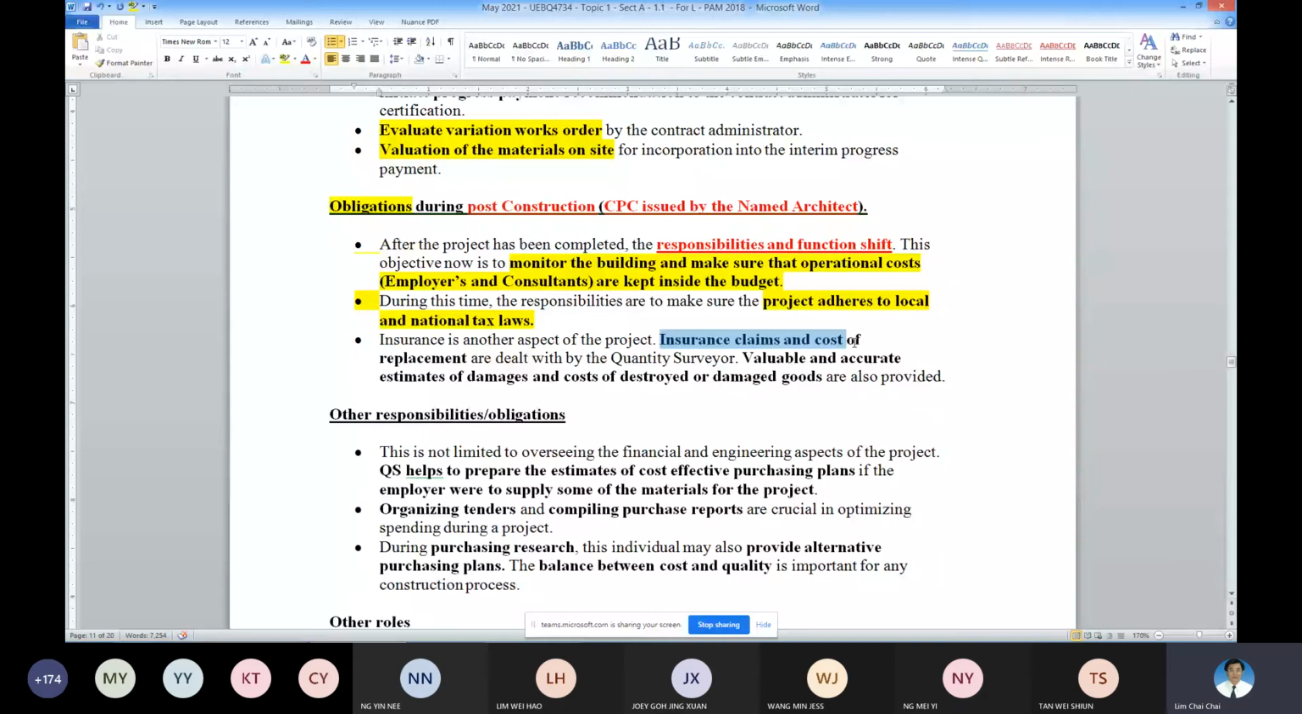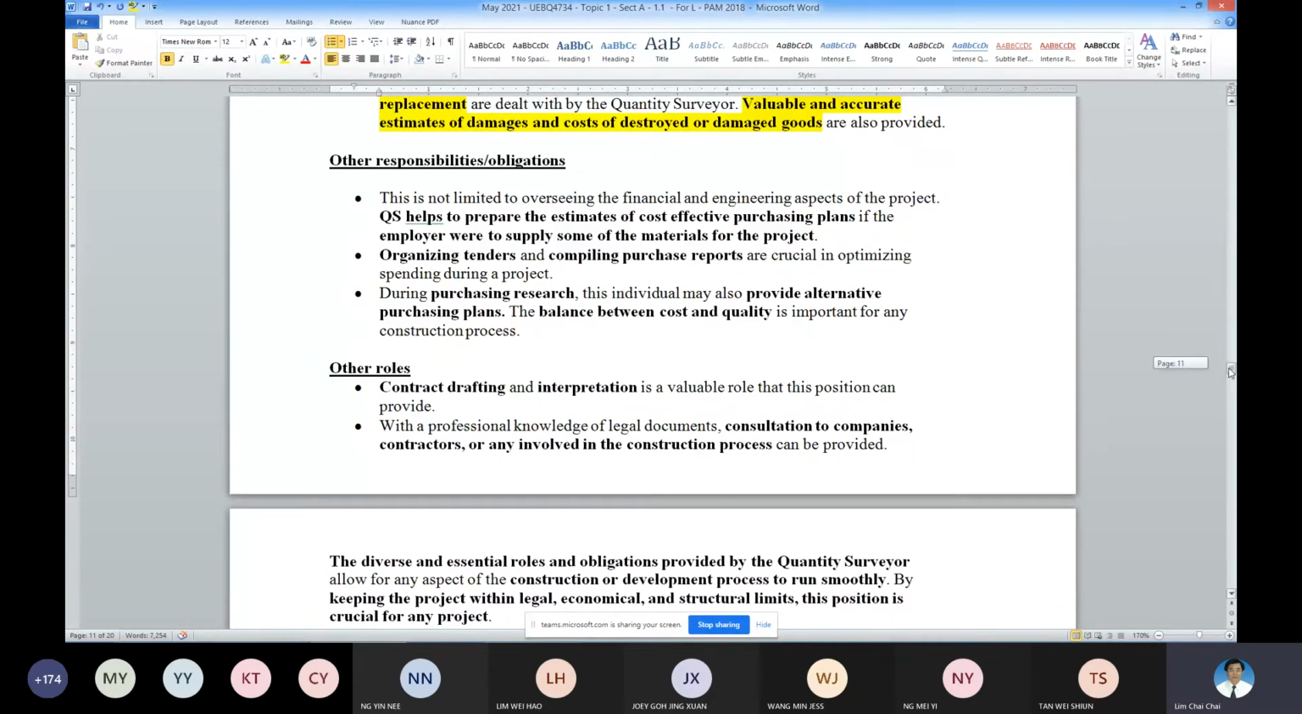Insurance claims and replacement. If there's an insurance claim, the QS will have to help out to evaluate the damage or the destroyed part of the building or structure. Okay, so these are after the construction. When the construction is completed already, then if the QS service is required by the employer, then these are the obligation of the QS. Then how about other responsibilities?